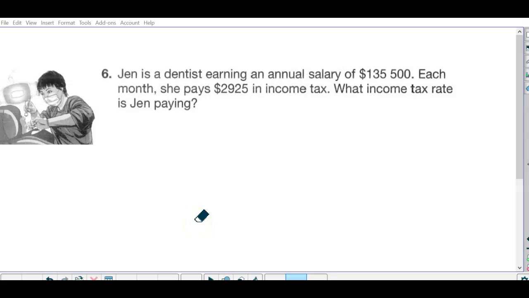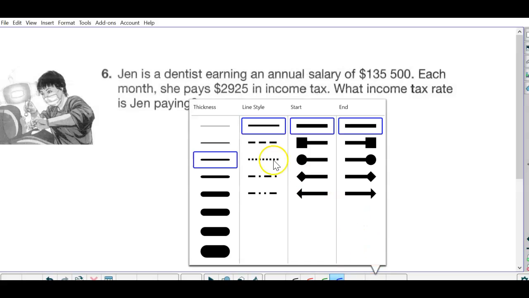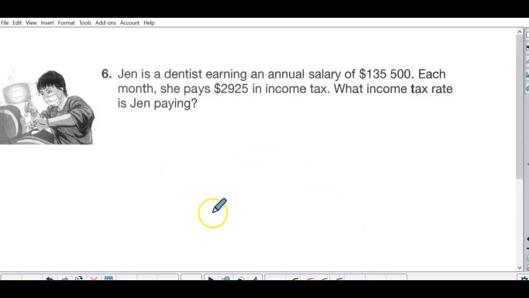Wanted to go through one question from the practice, number 6. It says Jen is a dentist and earns an annual salary of $135,500. Each month she pays $2,925 in income tax. What income tax rate is Jen paying? So here, this is annual, right? And this is monthly. So they're not in the same time period, so we need to make that the same. You can either divide her annual by 12 or multiply her income tax by 12. I'm going to do it in annual.